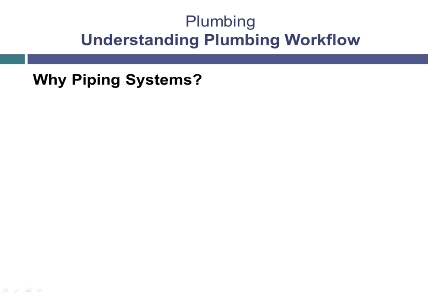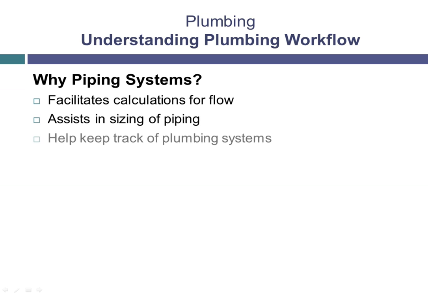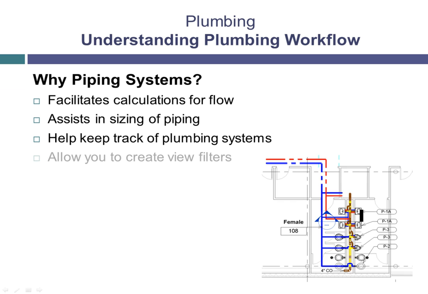You may be wondering why we should create piping systems in Revit. Piping systems are logical entities that facilitate calculations for flow and sizing of piping. Once piping systems are created in your model, you will have a better understanding of the piping systems in the project. You will also have the ability to add graphic overrides and create view filters in order to see the various systems and document them properly.